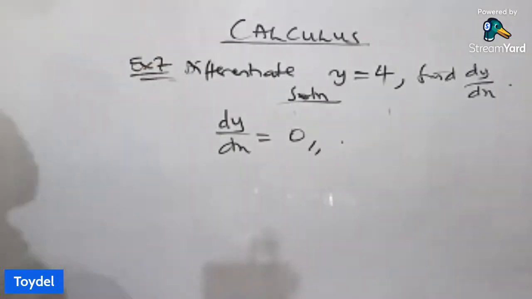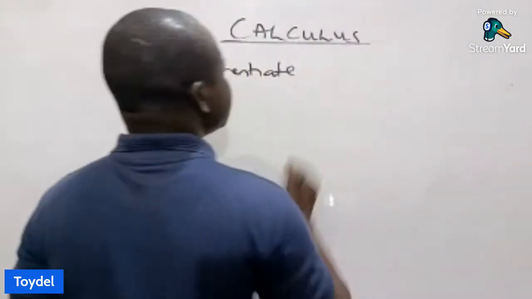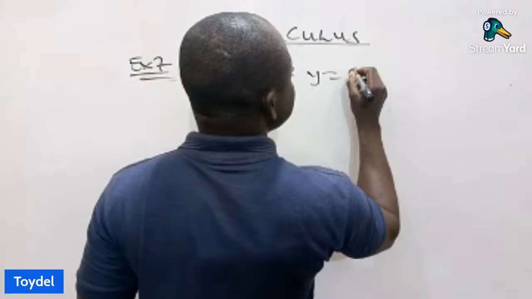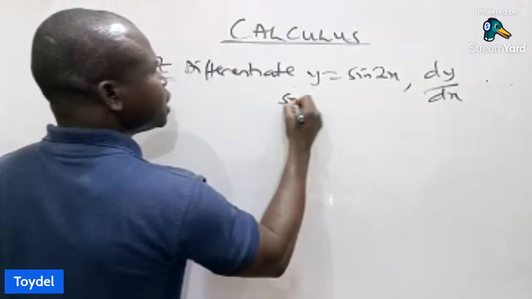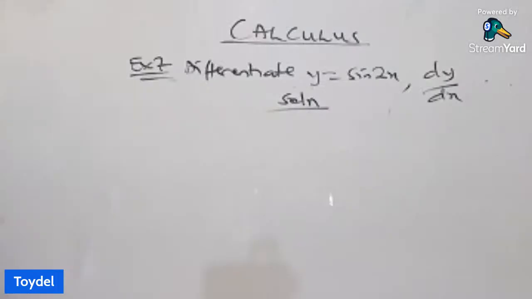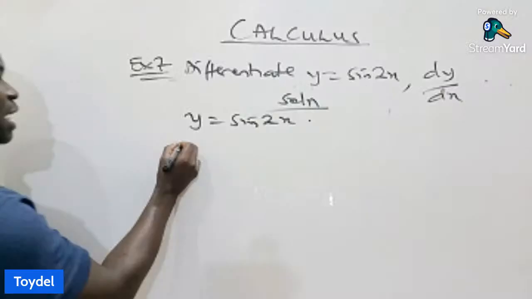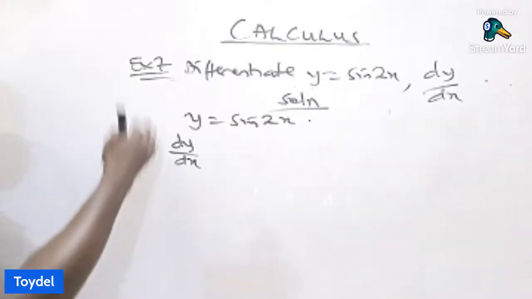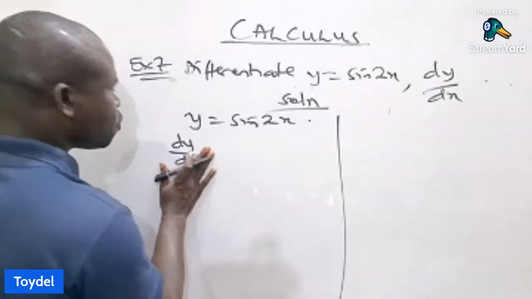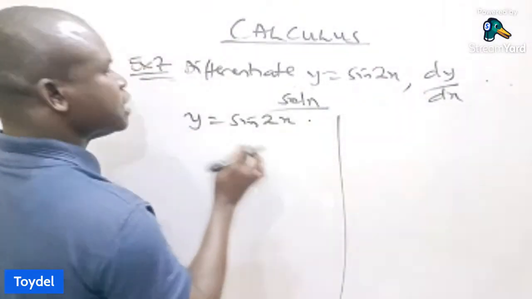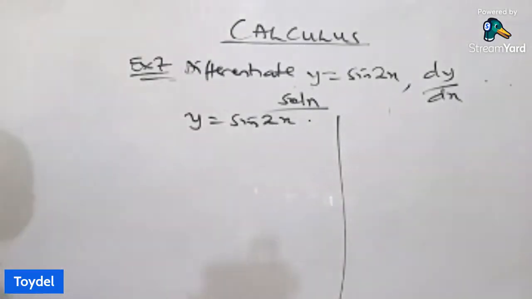So this is the differentiation of a polynomial. What if you are given y equal to sine 2x, and you have to find dy/dx? What are you going to do here? In this case, this is an example of a trigonometric function. If y is equal to sine 2x, then what is dy/dx? The derivative of sine is cos. Cos is minus sine. Tan is sec squared x. You can check my videos on that.